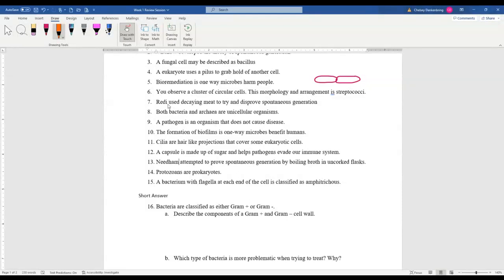All right, only a couple people answered. This one's a bit trickier. So there's a lot to this one. So a capsule is made up of sugar. That is true. That's why it's sticky. Does it help pathogens get around our immune system?